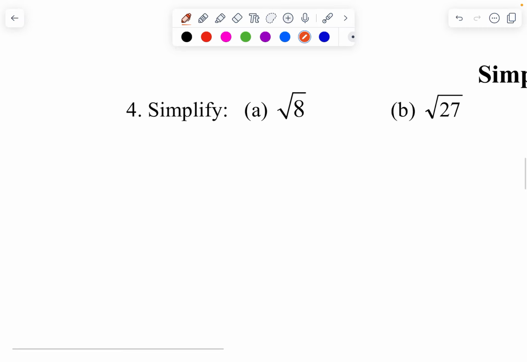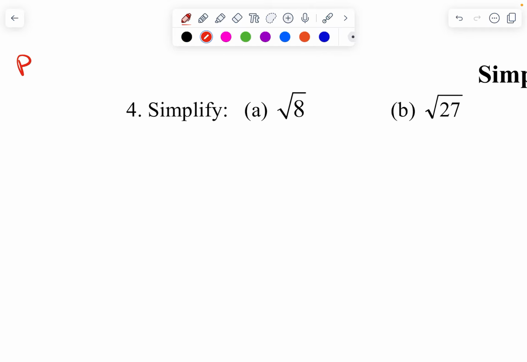Couple of options. Option 1. In the case of problem number 4 here, all the parts we're dealing with are square roots. So if you know your perfect squares, then you can just look for a perfect square that is a factor of the number under the radical. Now, you might be asking, well, what's a perfect square?